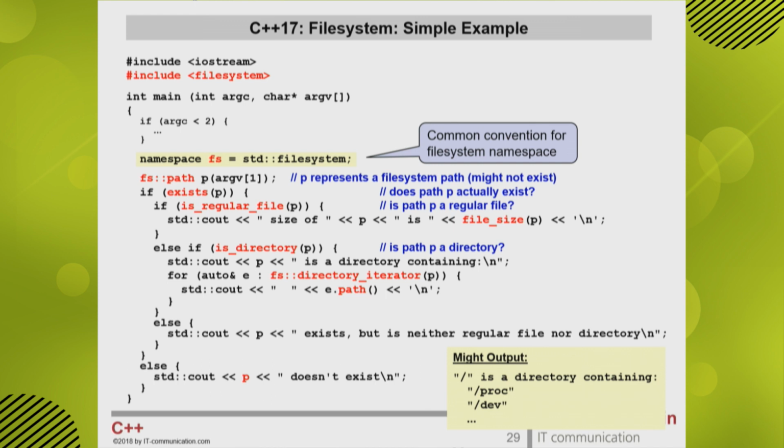Let's finally look at another library. That's the filesystem library, also adopted from Boost. We can, for example, take an argument from the command line, check whether the argument as a path exists, whether it's a regular file, whether it's a directory. If it's a directory, we can iterate over the directory, and so on.